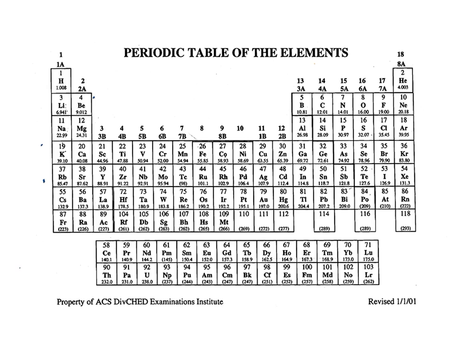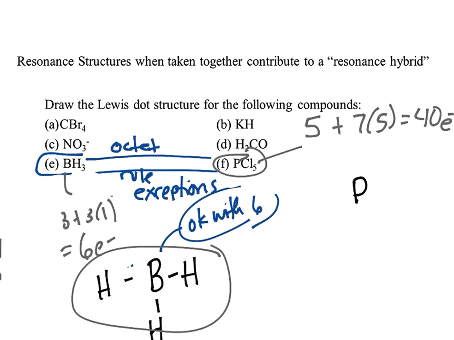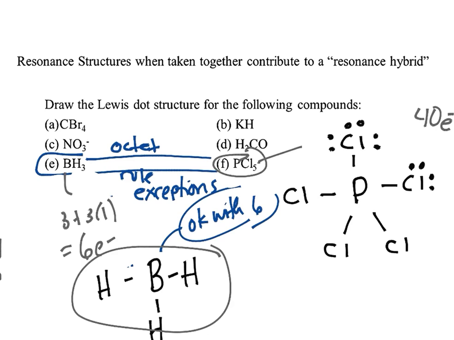So PCl5, phosphorus has 5 valence electrons, and chlorine has 7. So when we add these up, we get 40 electrons. If we connect the phosphorus with 5 singly bonded chlorines and we add valence electrons to chlorine to get to 40, then we're done here.